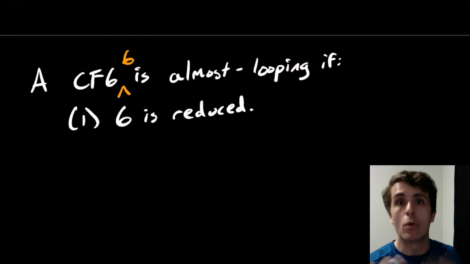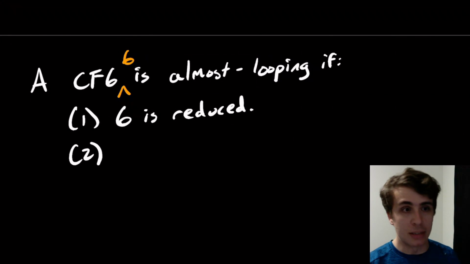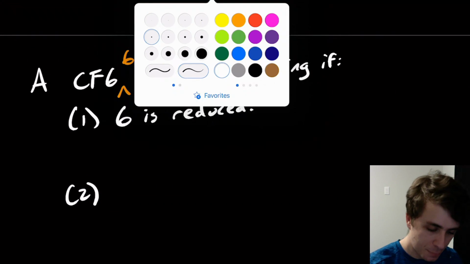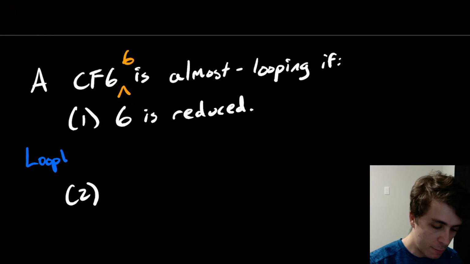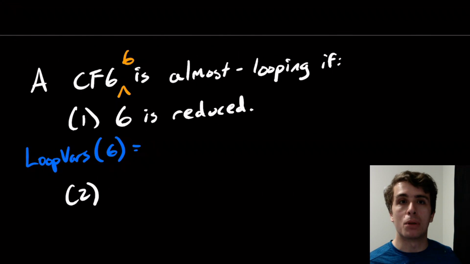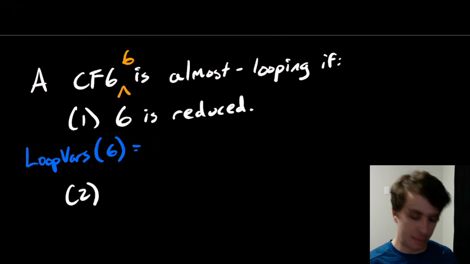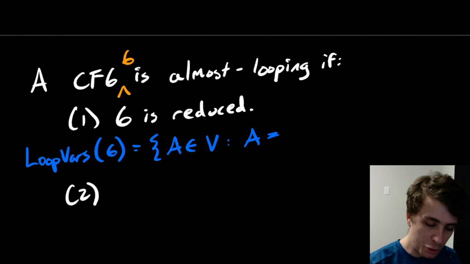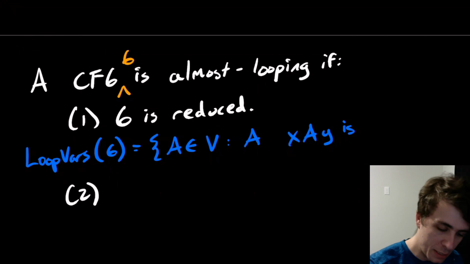which we can assume, because we can turn any grammar into a reduced one. And second, we're going to define a set. Before I get to the second and third properties, we're going to define a particular set. We're going to call it loop vars of G, and it is all of the variables that have themselves on the right side. So it's all of the variables A in the set of variables such that A produces XAY. I shouldn't use a double arrow for this.